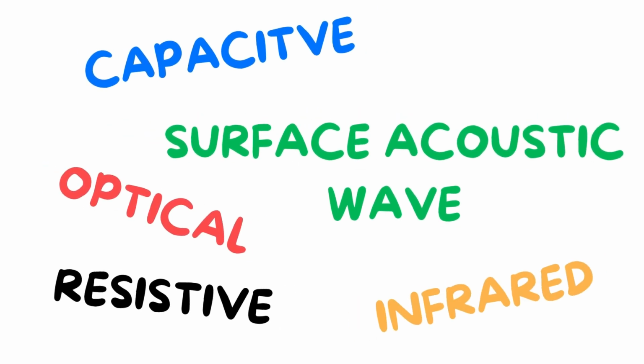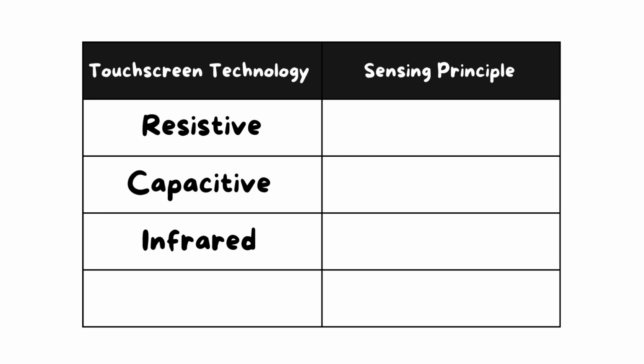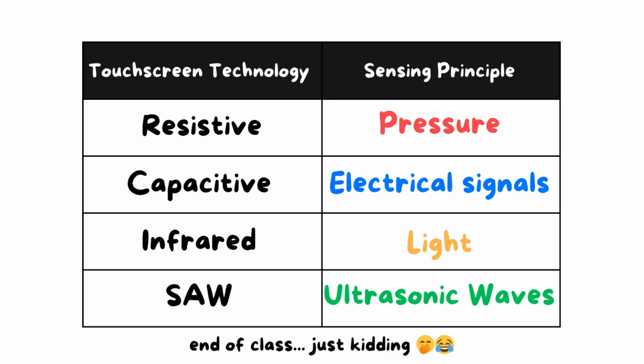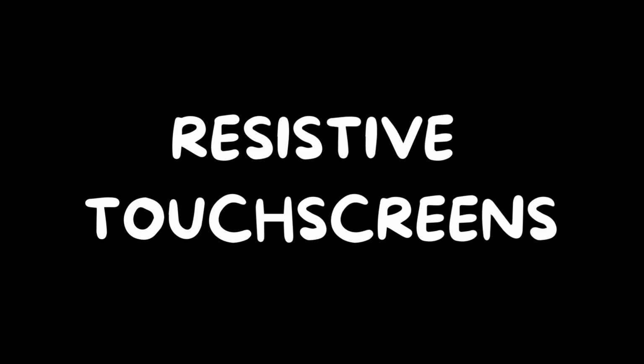There are several types of touchscreens, including resistive, capacitive, surface acoustic wave, and infrared. These touchscreens detect touch inputs by measuring changes in pressure, electrical signals, light, and ultrasonic waves, respectively. Let's start with resistive touchscreens.